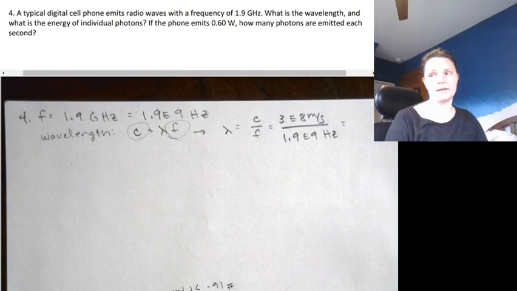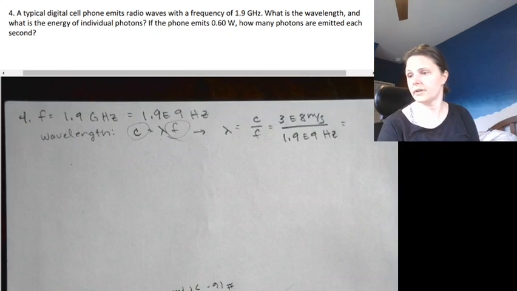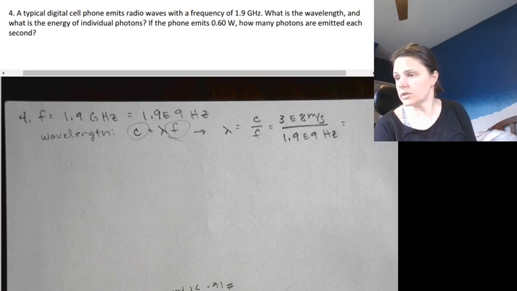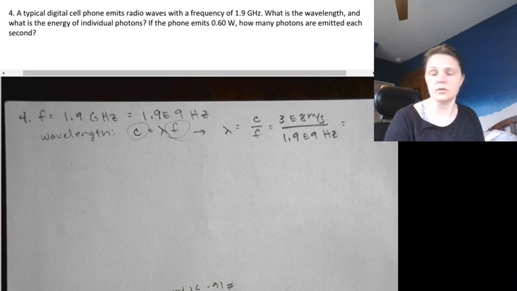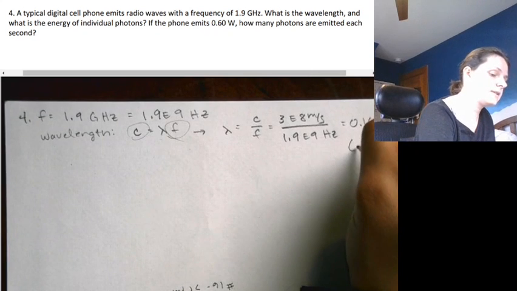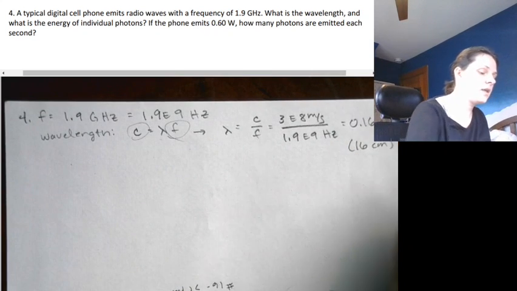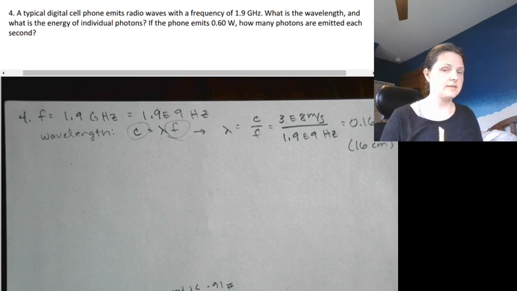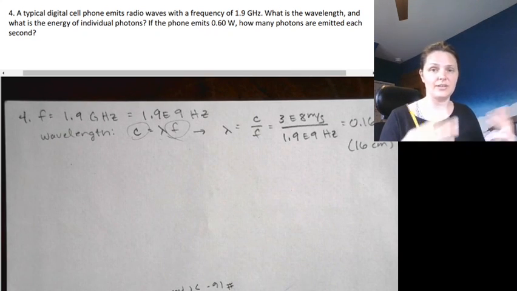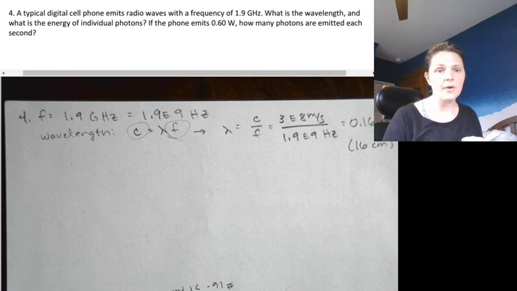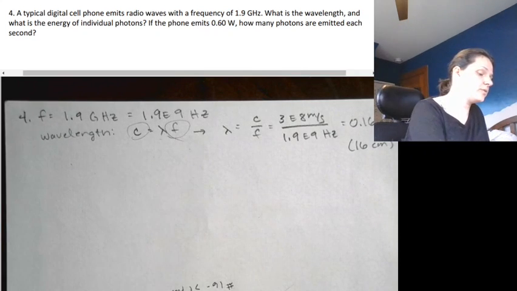And I didn't get my calculator out, so I'm just going to write down what I have written over here, which is 0.16 meters. 16 centimeters. So that's, I don't know, that far, is the wavelength of the light that your cell phone is operating on. Okay, and what's the energy of individual photons?